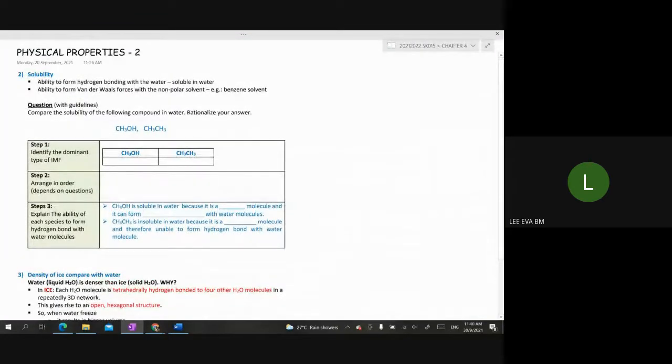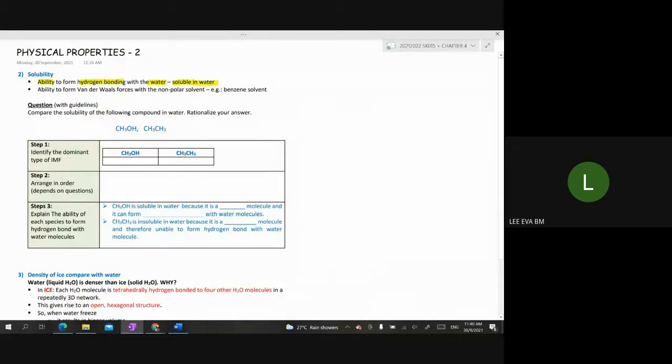Okay, our next physical property is solubility. Slightly easier, because for solubility, we are only looking at the ability to form forces with your solvent. So look at the first sentence over here. Solubility: ability to form hydrogen bond with water molecule. So if your solvent is water, then you have to mention it is able to make hydrogen bond with water molecule. Therefore, it is soluble in water.